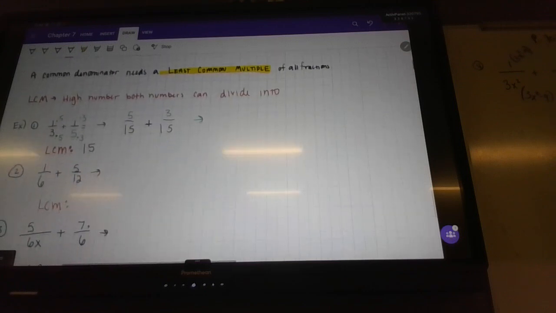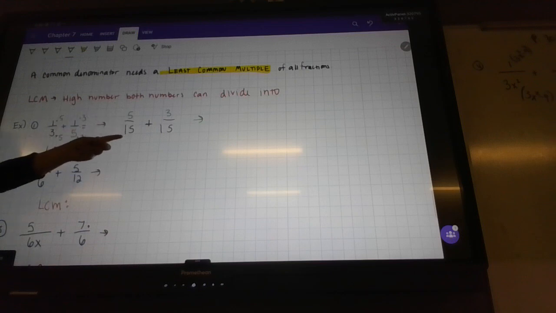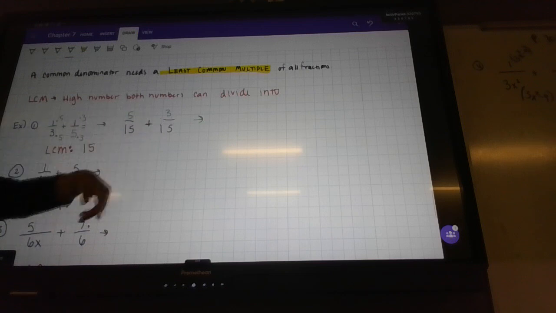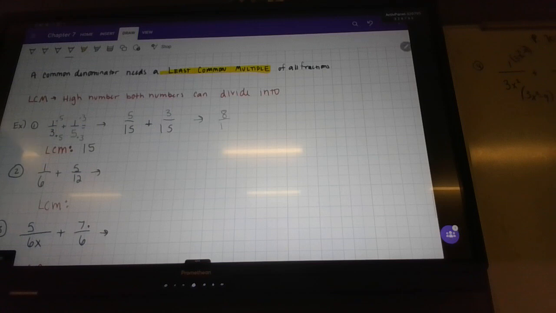So 1/3 is the same as 5/15, and 1/5 is the same as 3/15. Now we can add them, and the sum would be 8 over 15.